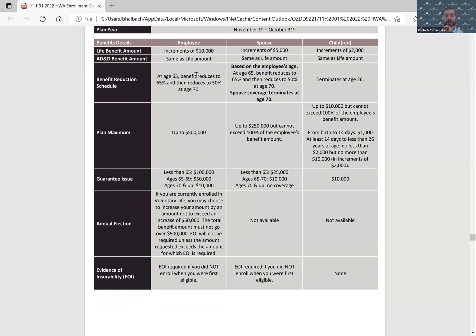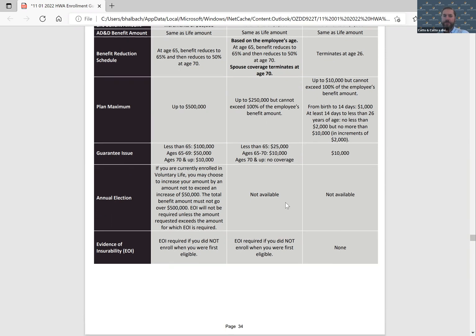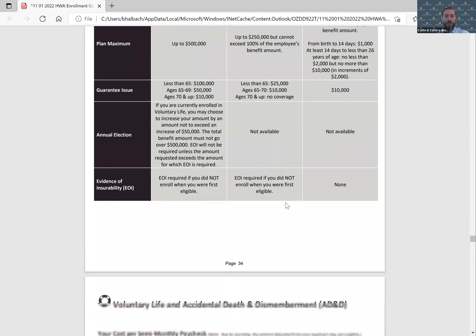You can get some on yourself, your spouse, or your kiddos, but the spouse and kiddo amounts are always tied to the amount that you choose. So you can't choose 0 on yourself and 250 grand on your spouse. Might look kind of weird if you did that too. It's tied to your amount.